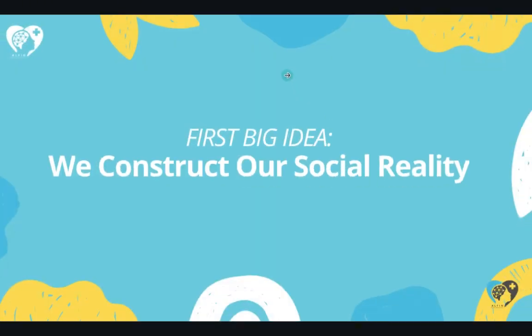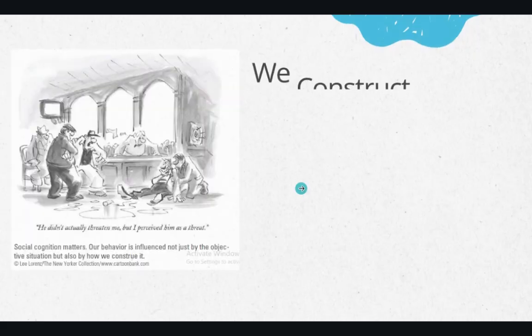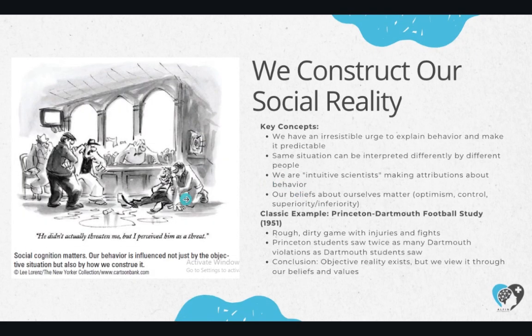The first big idea is that we construct our social reality. We have an irresistible urge to explain and predict behavior. According to this principle, I want you to listen carefully: the same situation can be interpreted completely differently by different people. So in essence, we're intuitive scientists. We constantly make meaning out of a situation, make attributions about a certain behavior, and interpret a certain behavior.